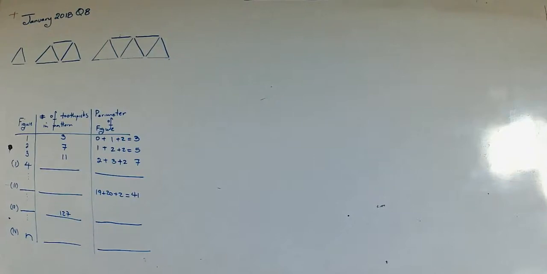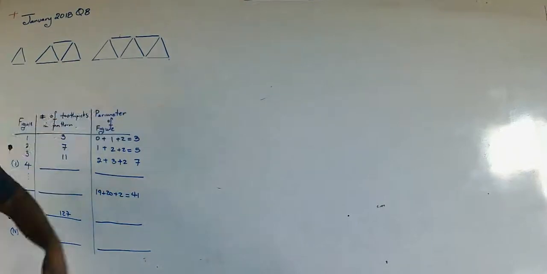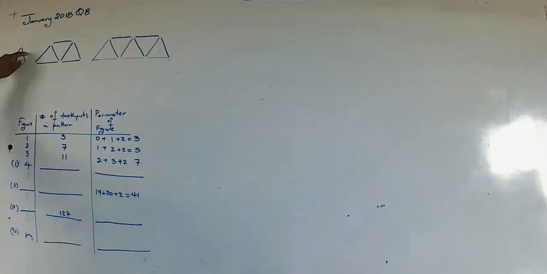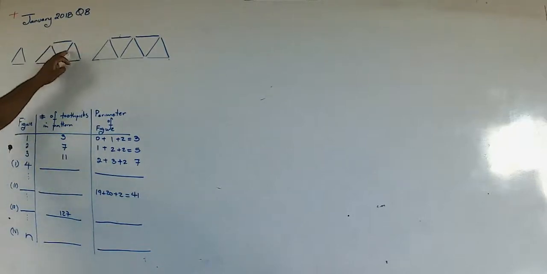So this is figure 1, figure 2, and figure 3. The lines that you're seeing here are toothpicks. The lines that you're seeing here are toothpicks of unit length. So these figures are in a sequence, and they are made up of what? Toothpicks of unit length. Alright, the first thing I asked you is to draw the 4th figure in the sequence.